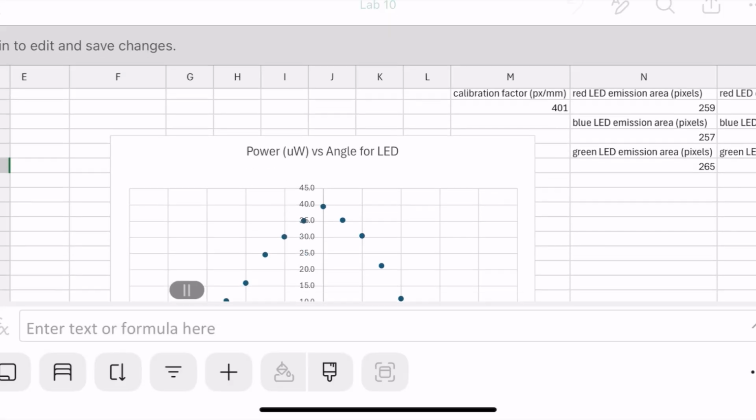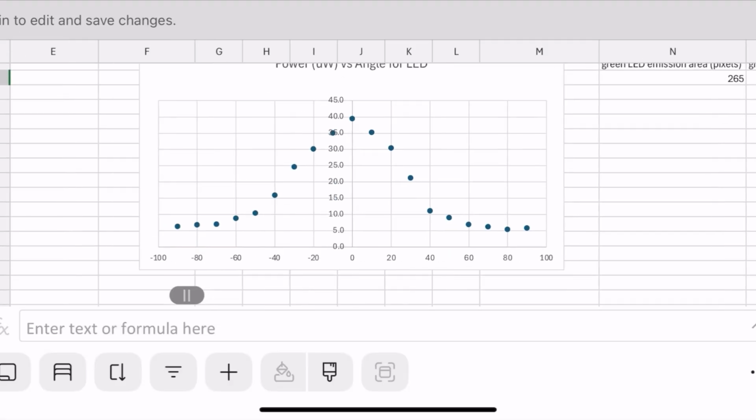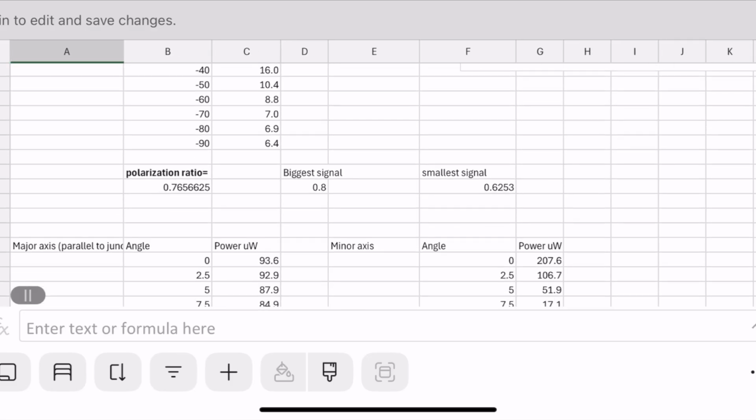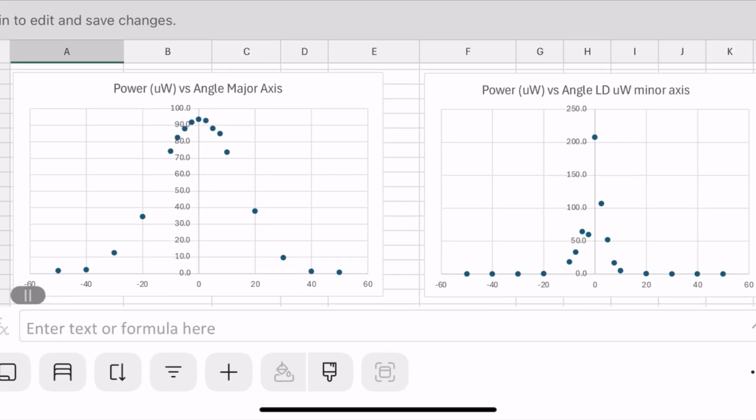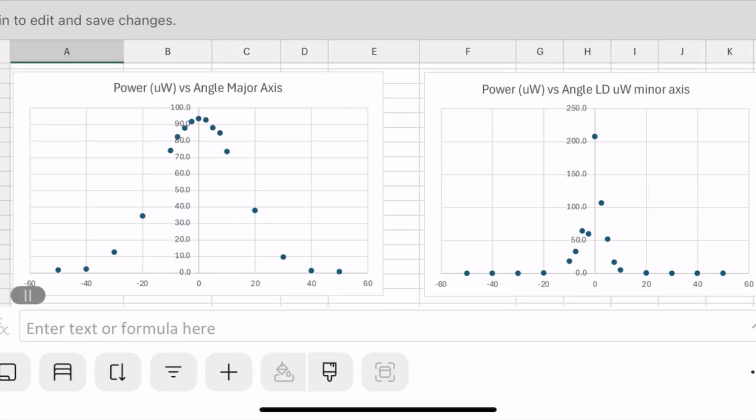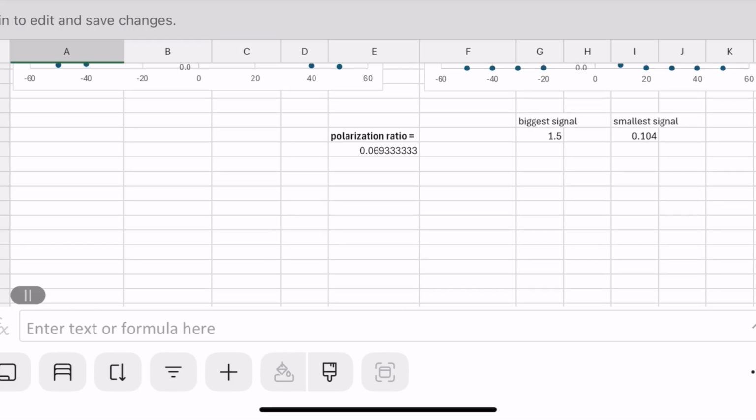As you can see here, we have a fairly Lambertian LED. Then we can see that we have a pretty unpolarized LED, which is to be expected. Then we have our data for a major and minor axis of our laser diode showing that it is elliptical. And then we have our polarization ratio for our LED that shows that it is polarized and that it has a very small signal and a very big signal. The small signal could have been smaller, but the lights were on.